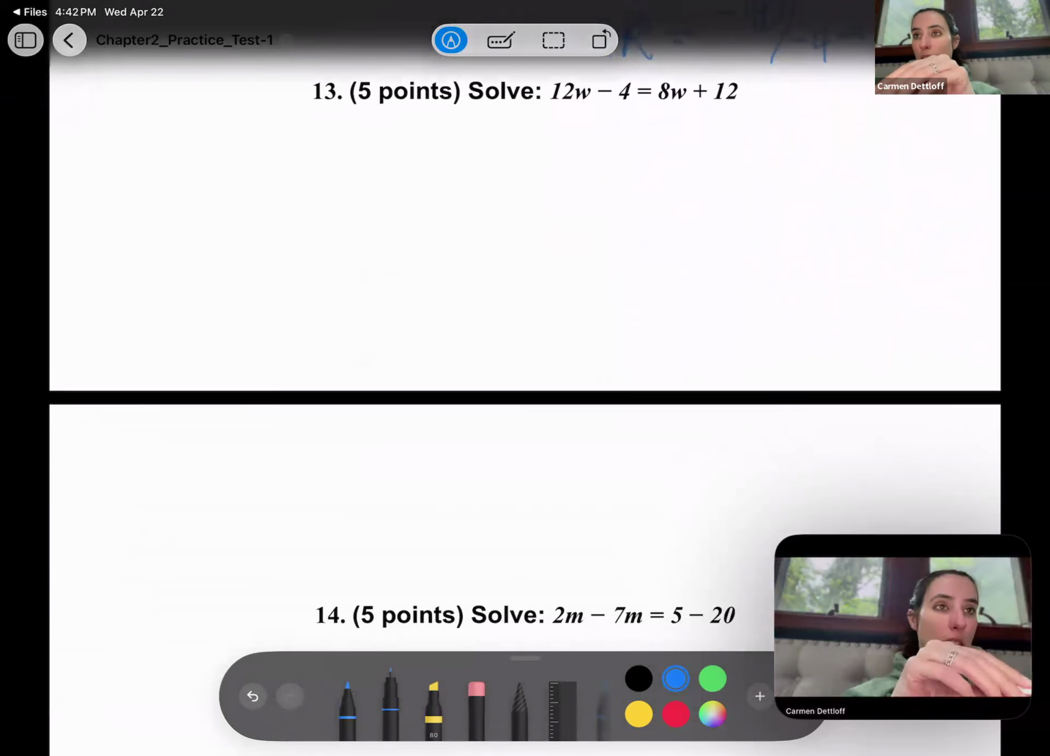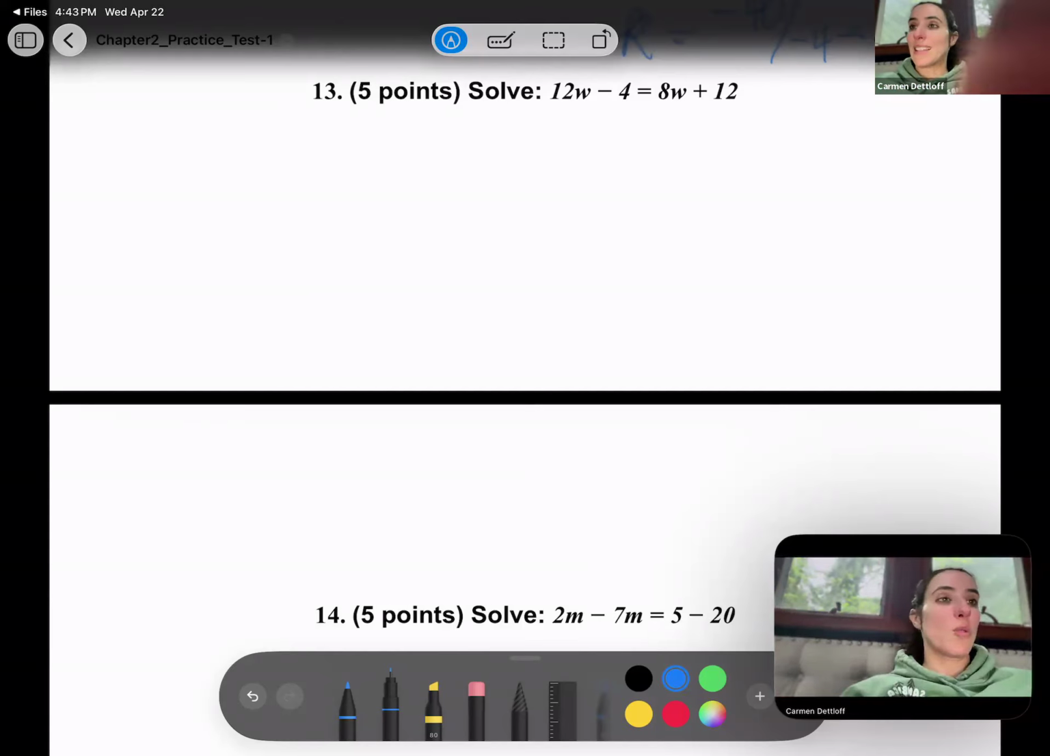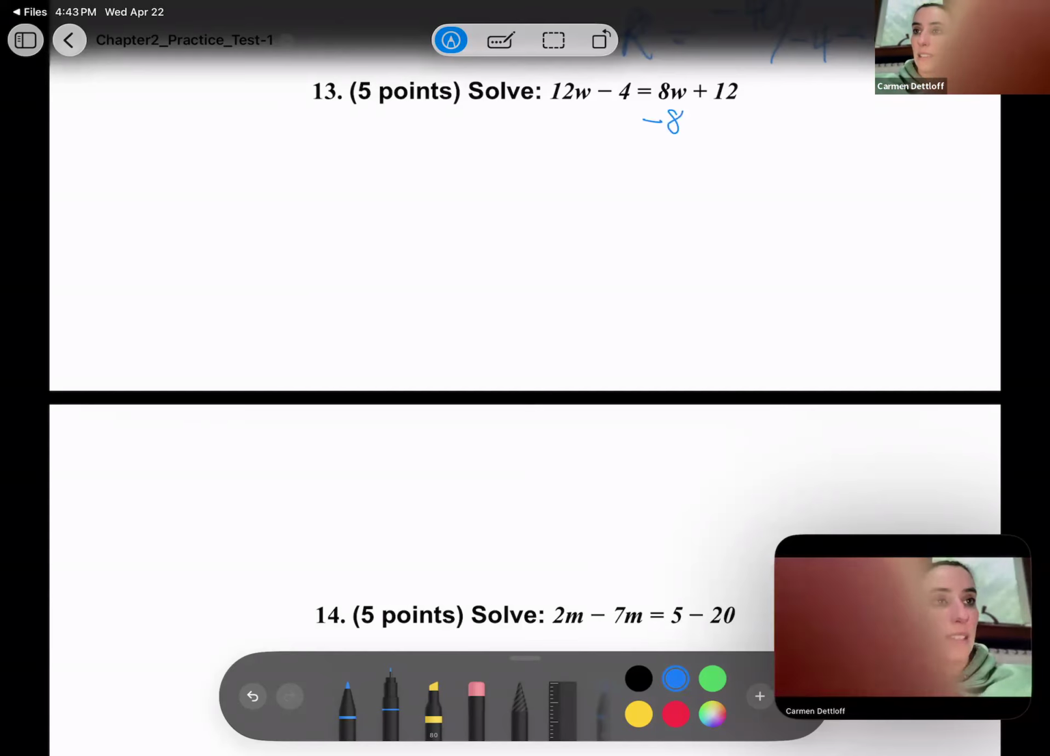Number 13, solve. I've got w's on both sides of my equations, and I've got adding constants on both sides of the equations. I want to get my variables on one side and my constants on the other. This is really combining like terms on both sides of the equation. So I'm going to start with my variable. I want to move my variable so I end up with a positive number, not a negative one if I can avoid it. So I am going to subtract 8w from both sides.